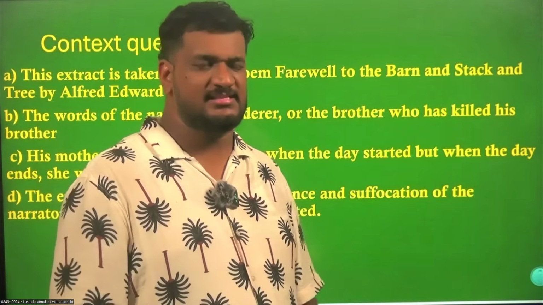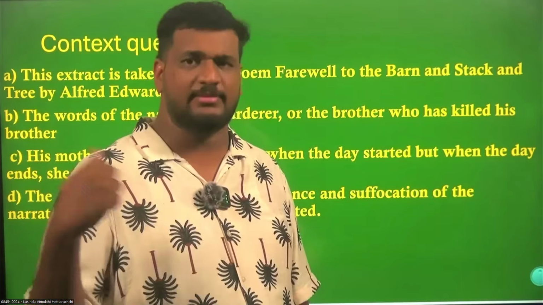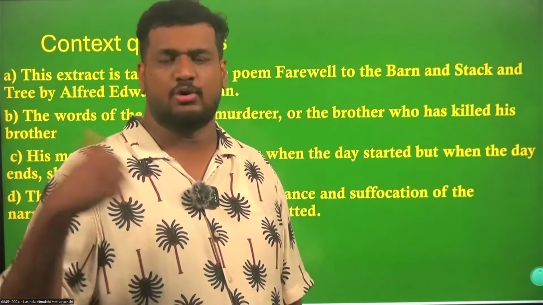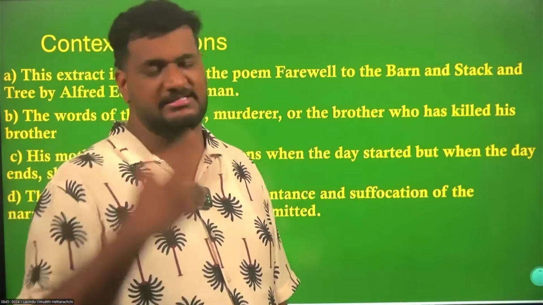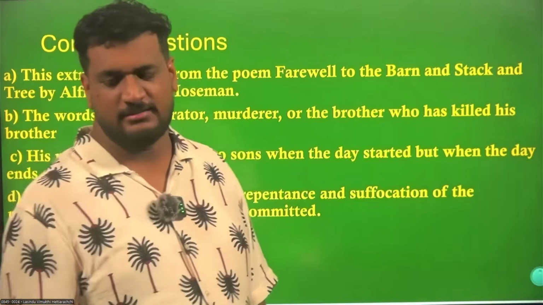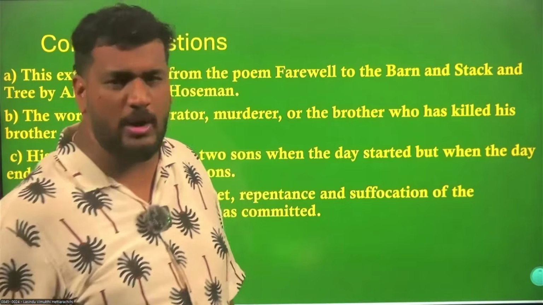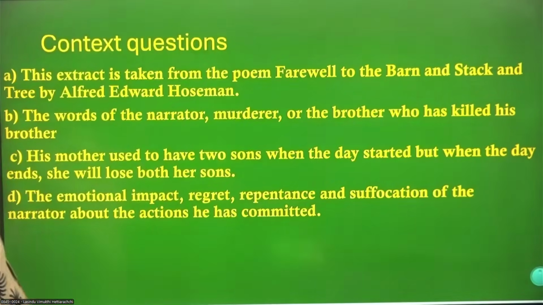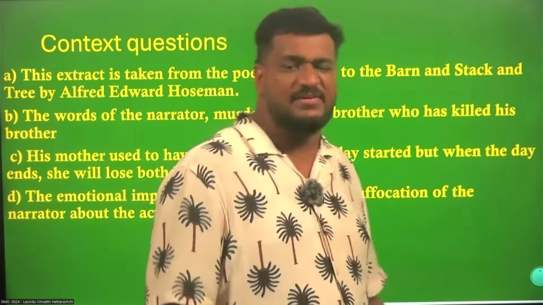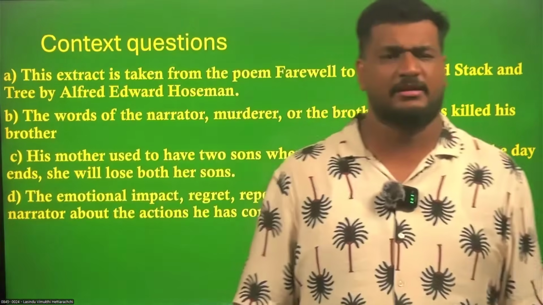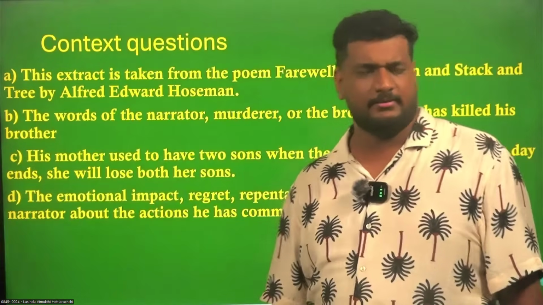So that is why he says, I have killed one brother and I am the other son, I am not going to come back. So my mother will be alone forever. Isolation, regret. His regret and his isolation are quite clearly mentioned here. What is the emotional impact? As you mentioned, regret, repentance, and suffocation of the narrator about the actions that he has committed. He knows that there is no turning back.